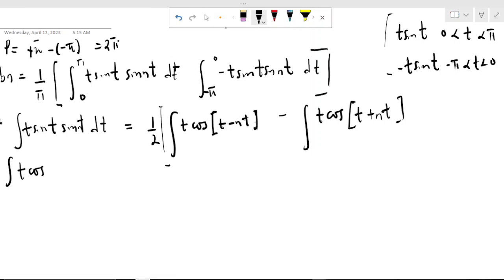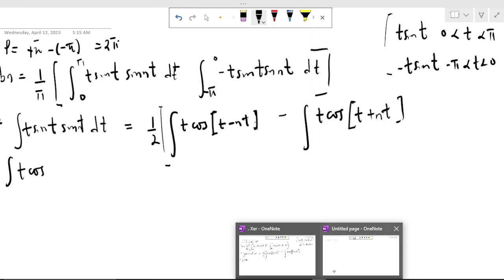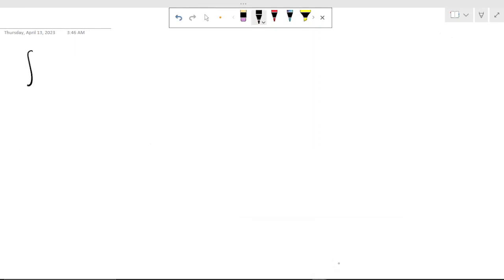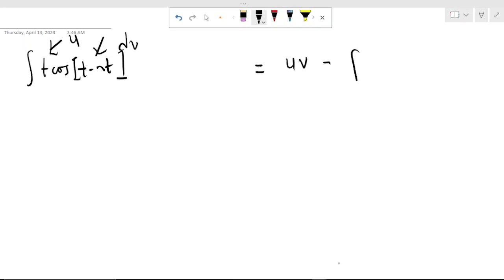I know what, let me do that somewhere. So we have the integral of t cos(t minus nt). We can integrate by parts here. This is our u, this is our dv. Remember, for integration by parts we have uv minus the integral of v du. So we're going to have t, and our v is the integral of dv, which is sine(t minus nt) all over 1 minus n.